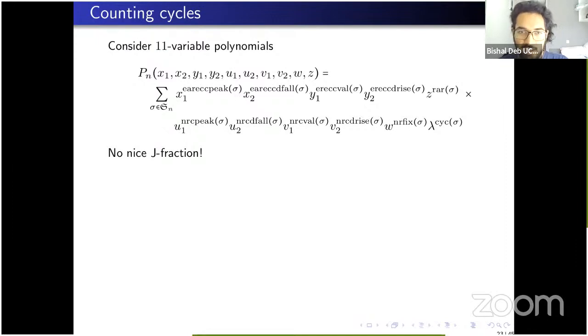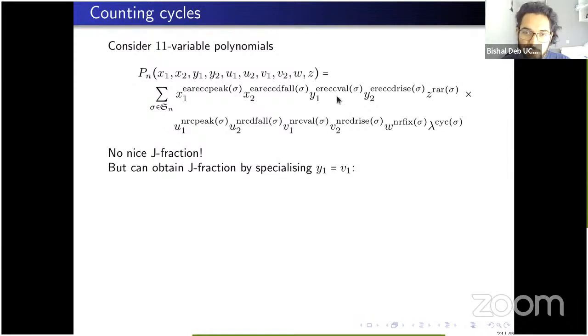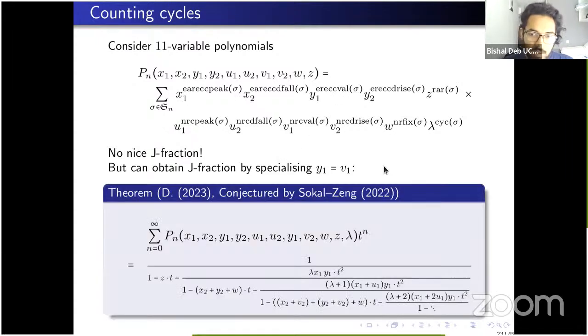a nice J fraction. But then Allen and Jiang found that you can obtain a J fraction by specializing y1 equal to v1. That is, if you forget the record status of cycle valleys, or you can do cycle peaks as well. If you forget, for every cycle valley, whether it's a record or not, then you can obtain a nice J fraction. And so this is how the continued fraction looks. It's sort of similar, except now you previously had y1, and then here you had y1 plus v1, y1 plus v2, but now you have lambda, lambda plus 1, lambda plus 2, and so on.